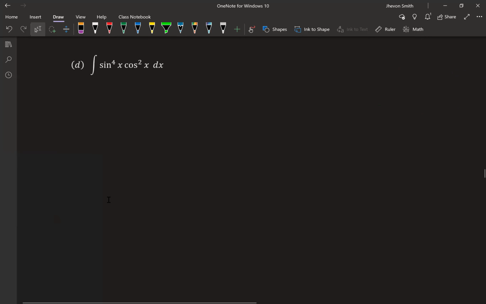Okay, let's look at this one. Sine to the 4th times cosine squared. Someone tell me how to deal with this. You would apply the double angle formula. Okay, how is that going to work? How is it applied in this case? What would it look like if I'm writing it out? Right, the sine to the 4th you think of as sine squared, squared.